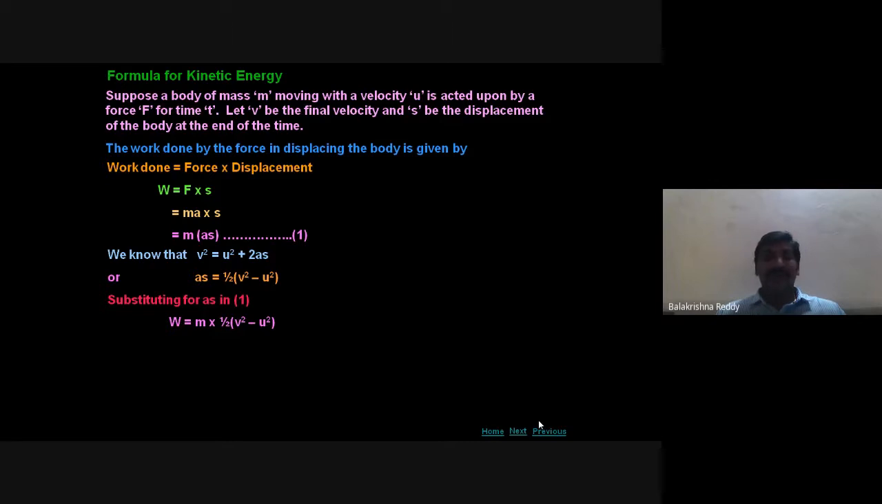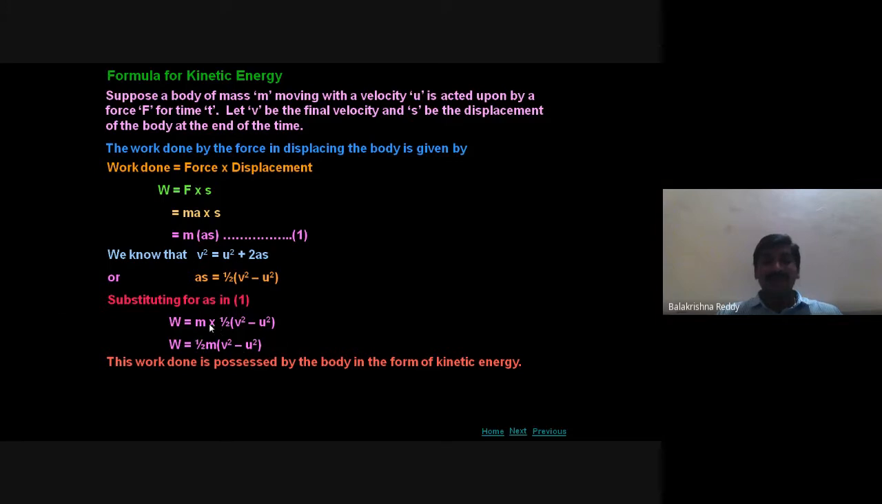After substitution in equation 1, work done equals m into 1 by 2 into v square minus u square. If I rewrite, half m into v square minus u square. Multiplying inside, it is half m v square minus half m u square. The work done is possessed by the body in the form of kinetic energy, right? So I can write kinetic energy equals half m into v square minus u square.